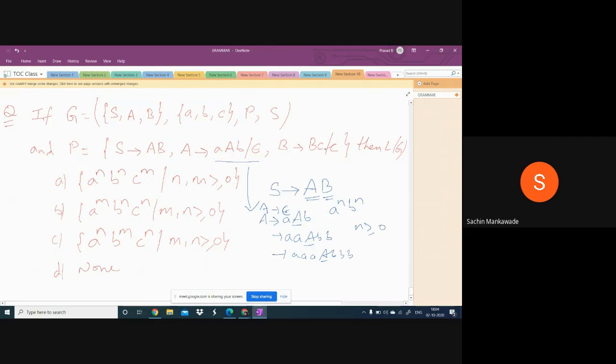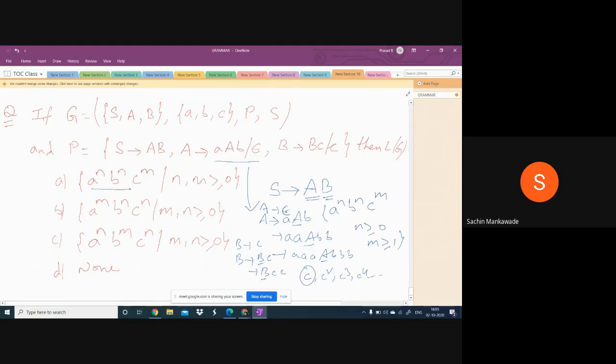And through B, the smallest string is C. Or you take BC, then B plus C, you will get C square. Or in B place again BC, then C cube. Or again BC, then C power 4. So the strings from B are C, C square, C cube, C power 4, and so on. So here I am writing C power m, and m is minimum 1, so m is greater than or equal to 1. So this is the language: A power n, B power n, C power m.